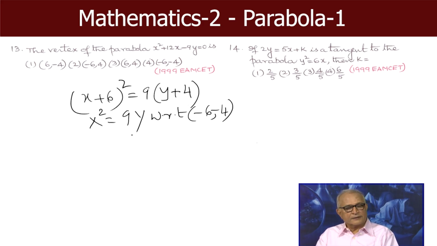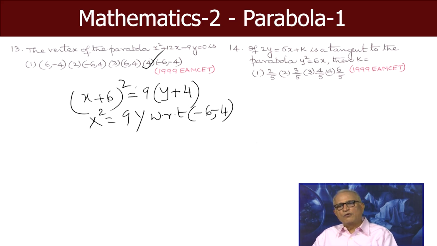So, what is the vertex for this parabola? Origin. Origin means here minus 6 minus 4. So, therefore, minus 6 minus 4 is the vertex of the parabola. Here is the origin. In the old coordinate system, that is minus 6 minus 4. So, the vertex of the given parabola is minus 6 minus 4.